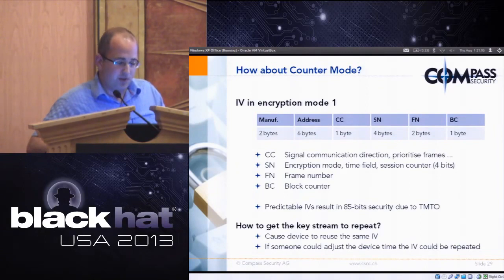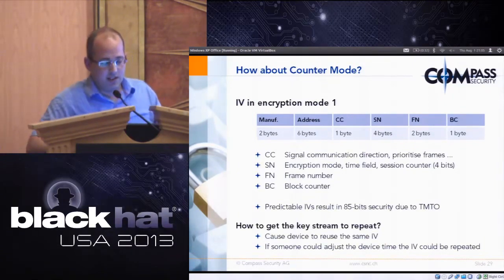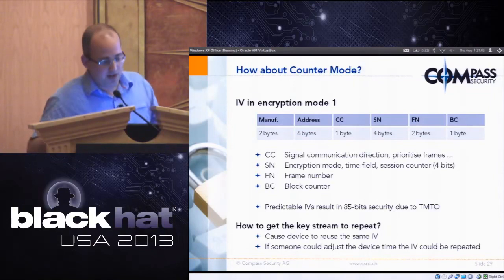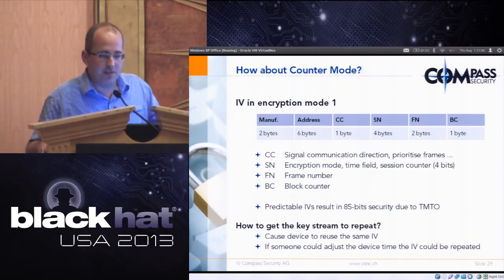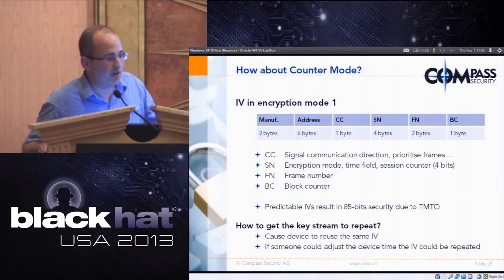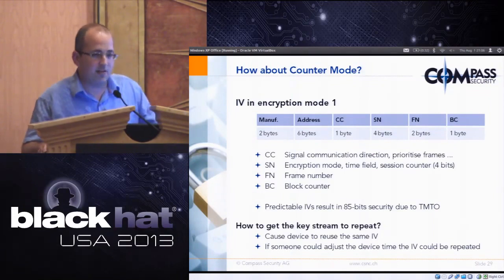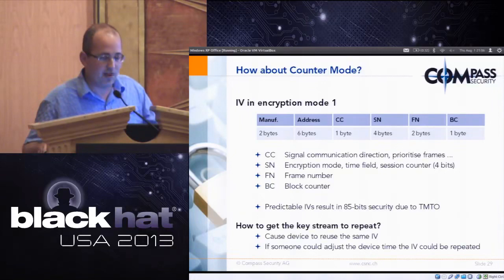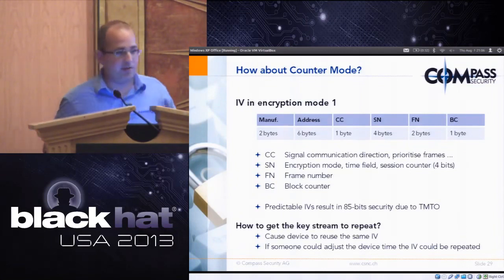So to get the key stream to repeat, we need to be able to manipulate the time within the meter. And while looking at the IV, it is constructed of known values, so we can basically guess them beforehand, it's predictable, and that lowers the whole security of that AES 128 encryption to 85 bits security. Still sufficient, but might change in time. Okay, so let's see whether we can manipulate the time.